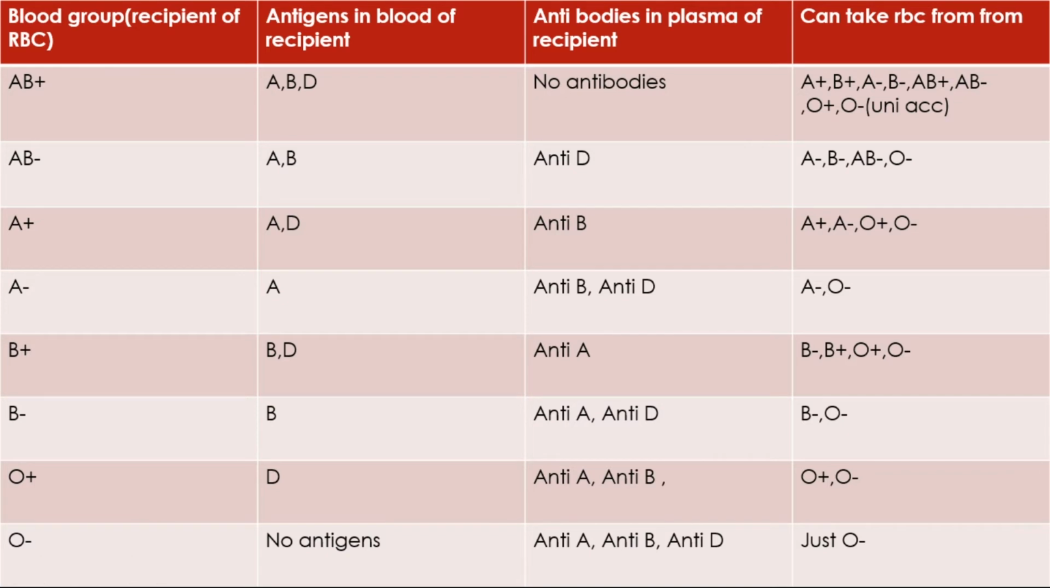O negative have no antigens in their blood. So they cannot take from any blood group other than O negative, because all the antigens will cross react to the antibodies that are present in the plasma of the O negative person. Here you can see all the columns have O negative, because O negative has no antigen A, no antigen B, and no antigen D. When we take RBCs from O negative, I'm saying again, we are not considering plasma here, it can be given to a recipient of any blood group. So O negative is a universal donor of RBCs.